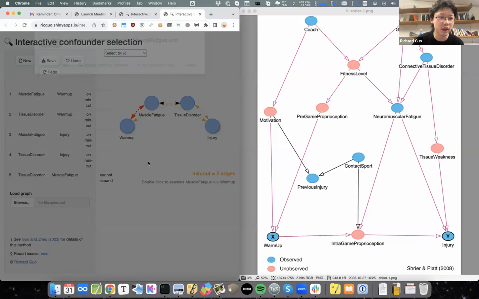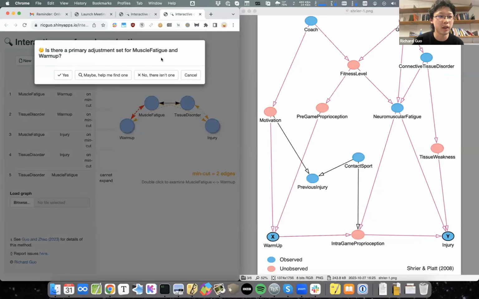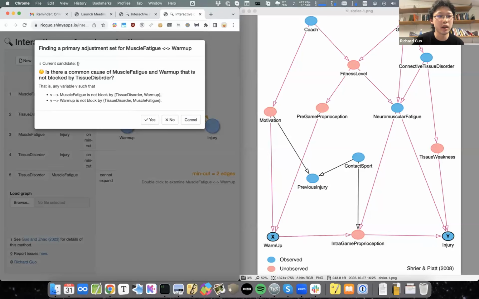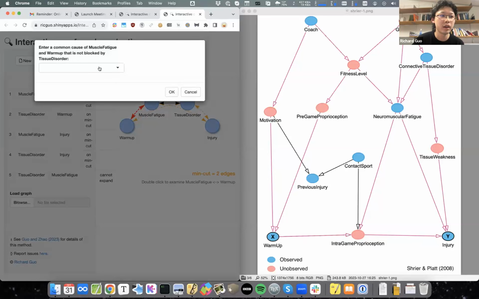So either these two or those two. Let's say I look at warm-up and muscle fatigue. Is there a common cause of muscle fatigue and warm-up that is not blocked by tissue disorder? Yes. And that one could be fitness level.